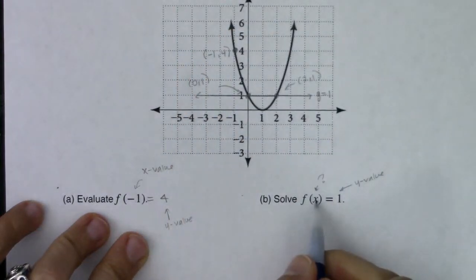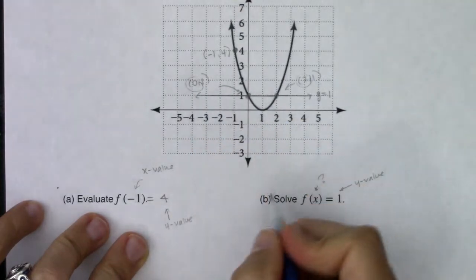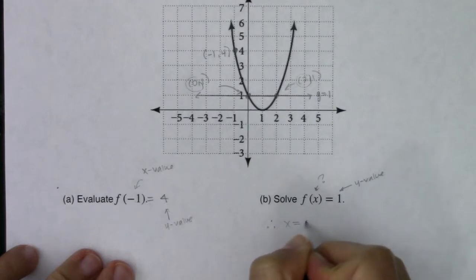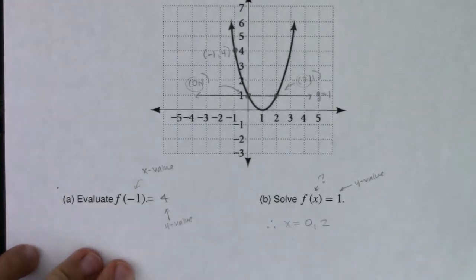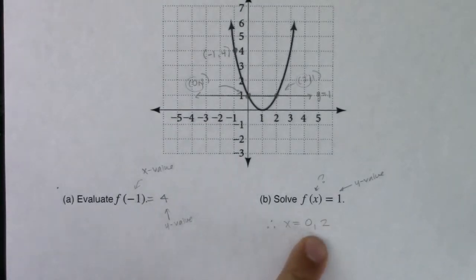Now, I would like the x coordinates there. So it looks like I have an x coordinate of 2 or 0. So that means the answer for this is, well, if x is equal to 0 or 2, then my y value will be 1. So those are the x coordinates that go with the y value of 1.